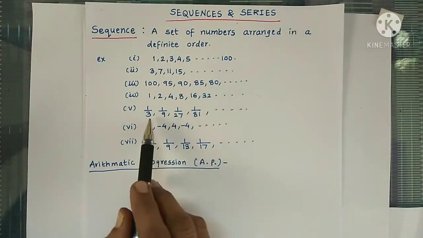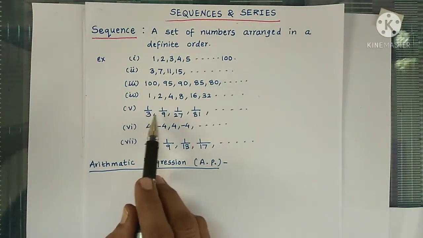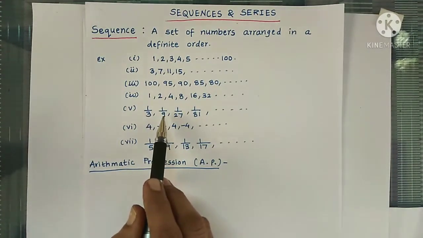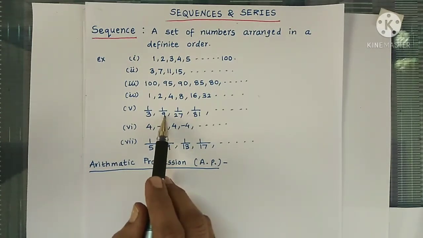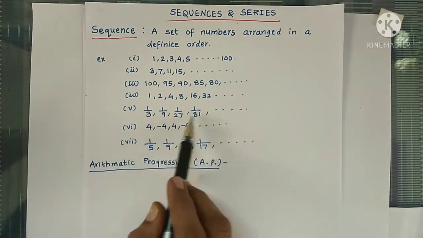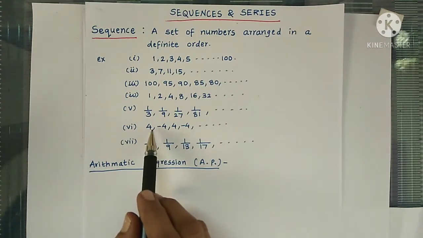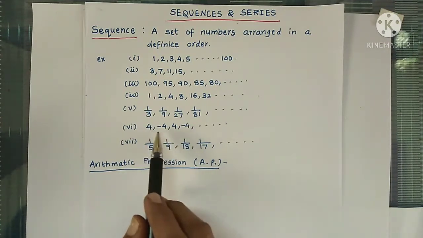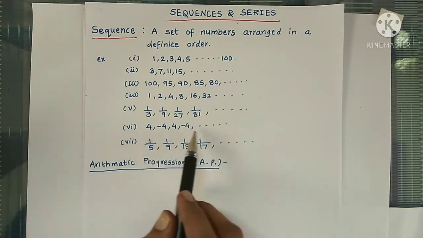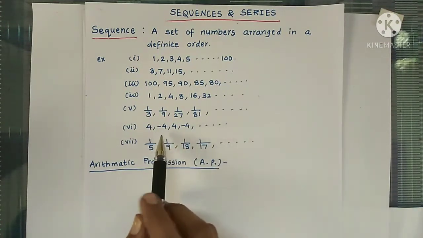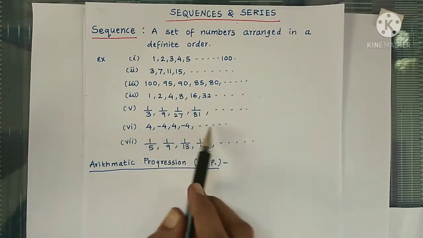In the next one also, multiplying the first number by 1 by 3, we are getting the next number. So here again, if we multiply this number by 1 by 3, we get 1 by 27 and so on. In the next one, we can see that by multiplying the previous number by minus 1, we get the next number. So it is alternately 4, minus 4, 4, minus 4, and so on. So again the ratio is constant everywhere.